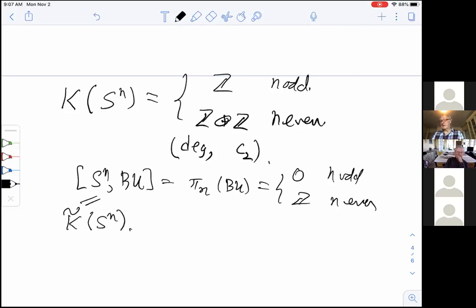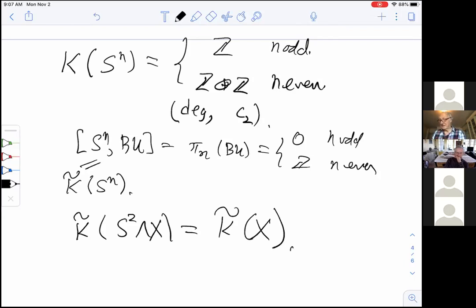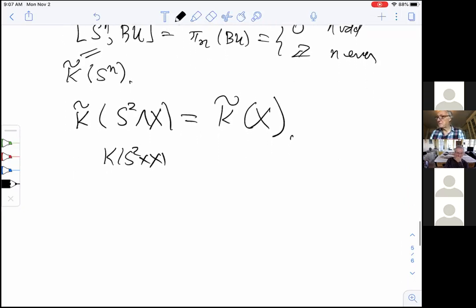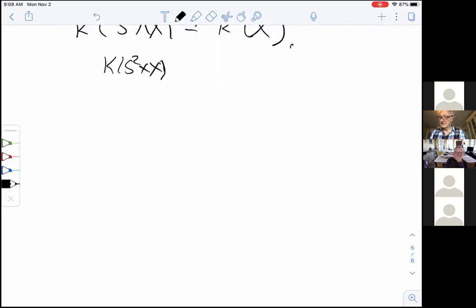Okay. And there are lots of other results. The reduced K-theory of the two-sphere wedge a space X is the same as the reduced K-theory of X. So you get a periodicity. This is very closely related to the K-theory of S2 cross X. There are some trivial factors you have to take out. So the K-theory of S2 cross X is completely determined in terms of the K-theory of X and other trivial factors. Okay. So these are forms of Bott periodicity and their applications to vector bundles. All right.